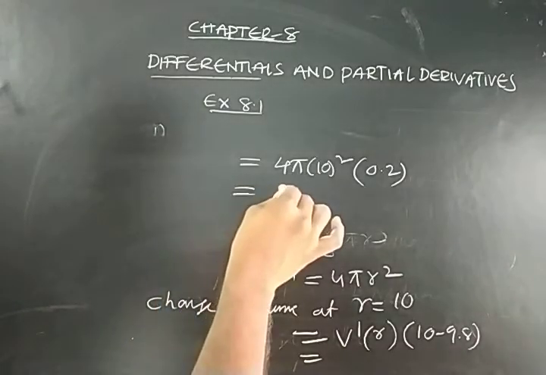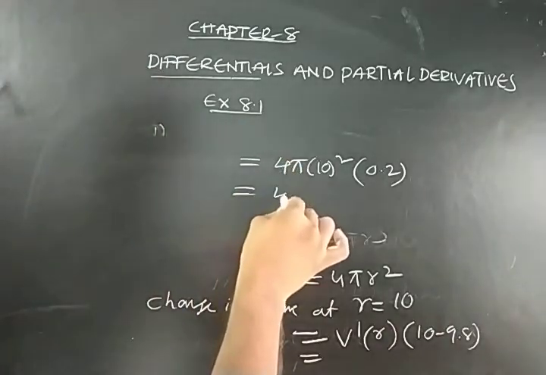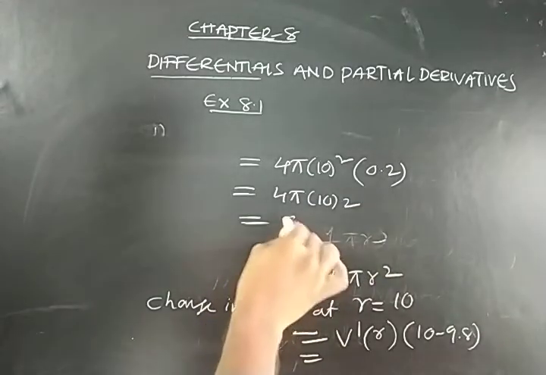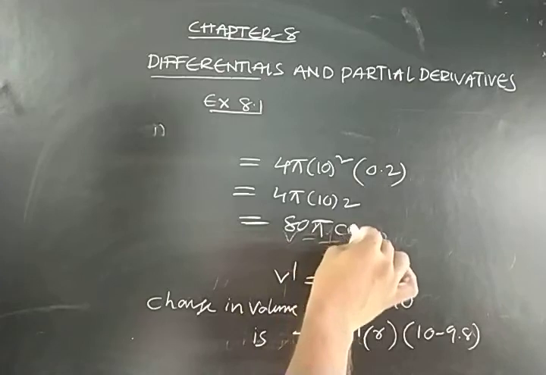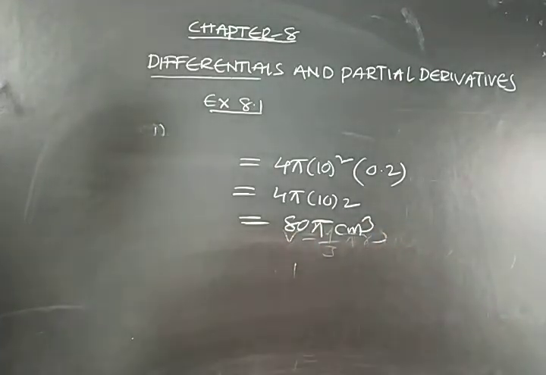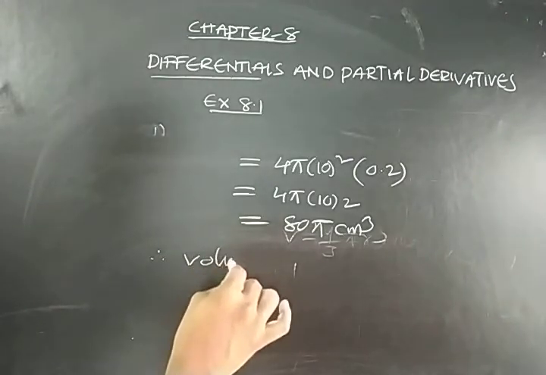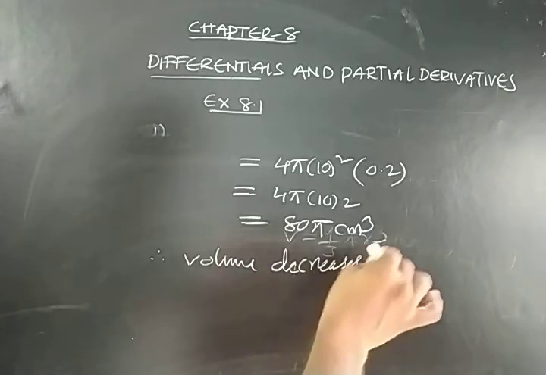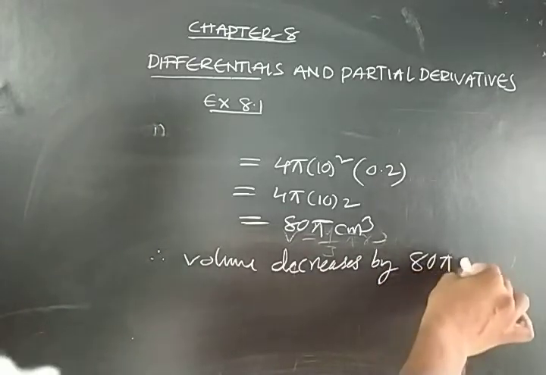Now by simplifying here, 2 by 10, 1 by 10 cancel, 4 pi into 10 into 2, so 80 pi. So 80 pi centimeter cube is the change in volume. So when radius decreases, then volume decreases. Therefore we can write volume decreases by 80 pi centimeter cube.